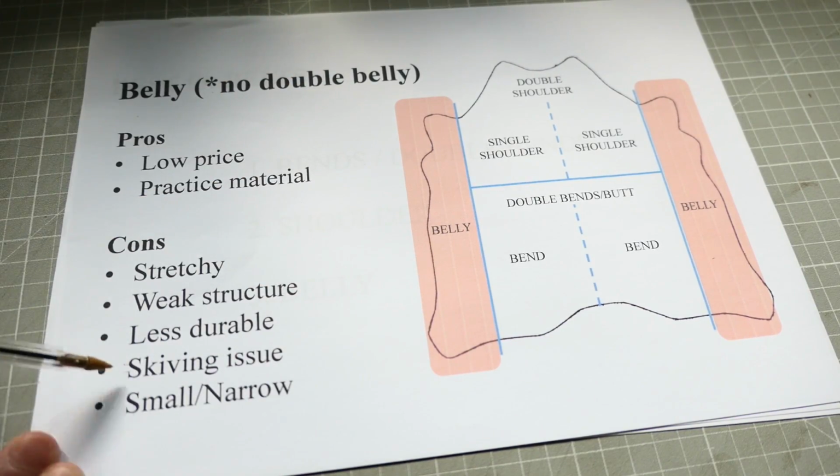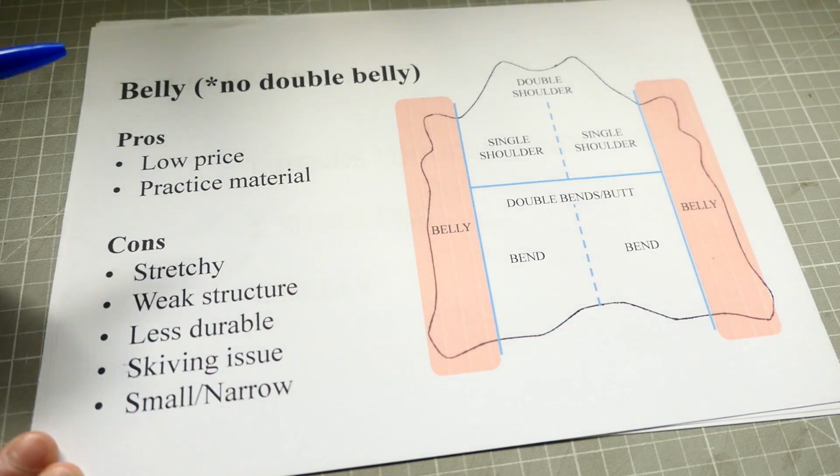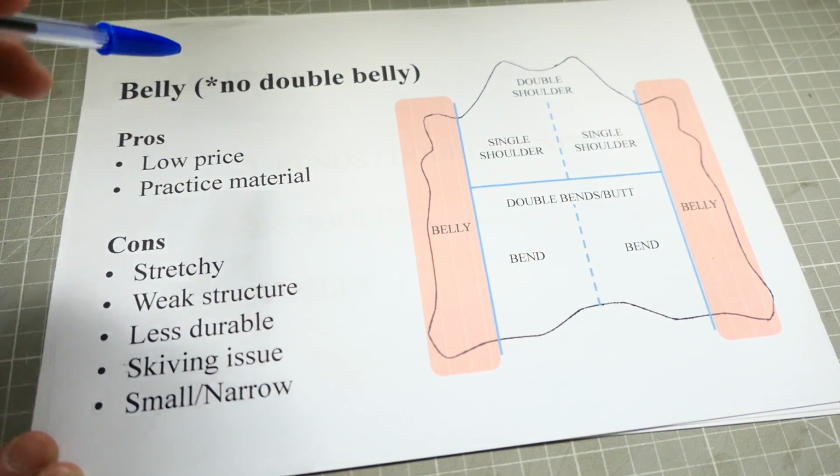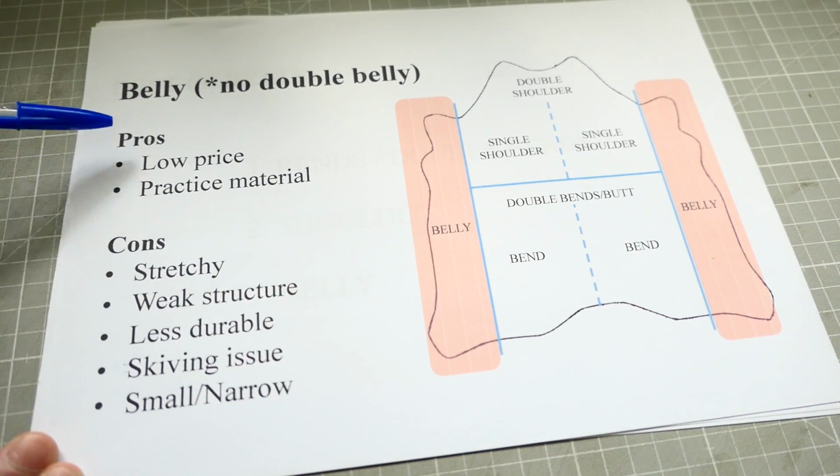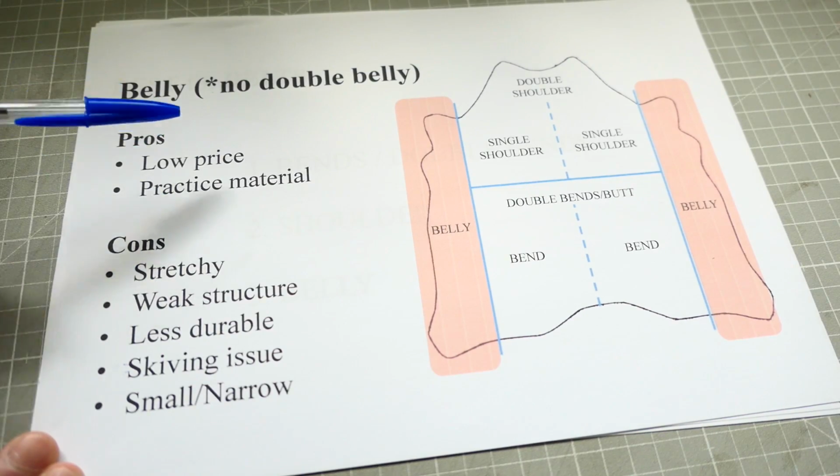So the skiving issue is the thing I really don't like most about belly. If you're not doing any skiving, if you just need a leather material to do something else, belly is really good because it's low price. So belly is not evil here. This is just a characteristic that you have to deal with, so be aware of it.